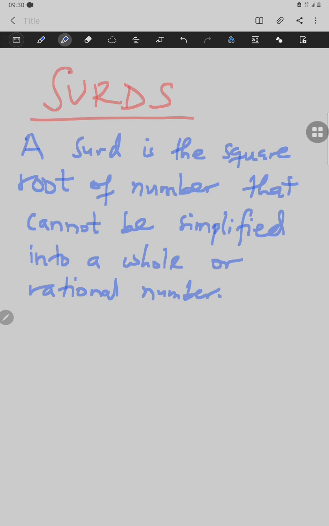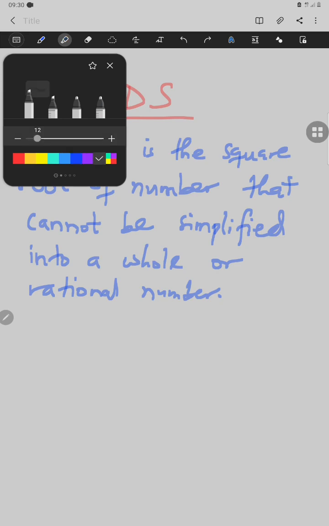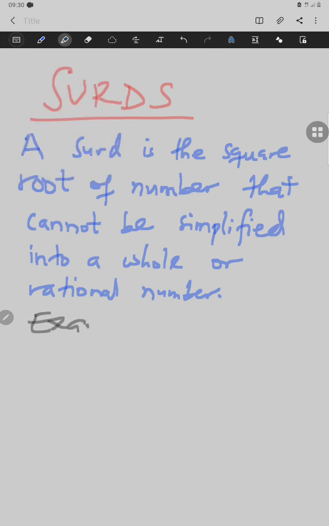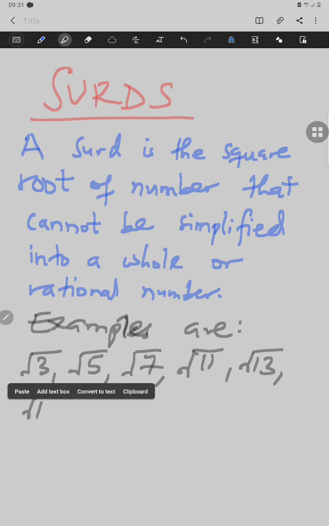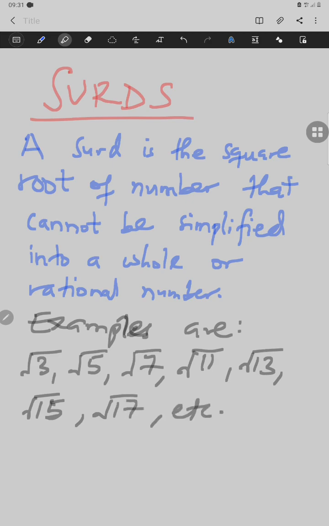Okay. So what are some of the examples? Examples are, as I've already done, root 5, root 7. Root 9, is root 9 one? No, because the square root of 9 is 3. Root 11, root 13, root 15, right? Root 17, and so on and so forth. So we call these surds.